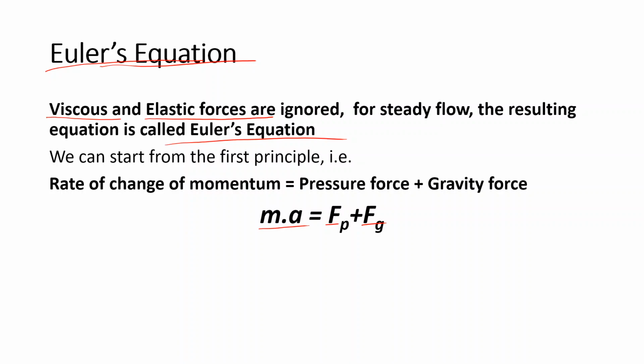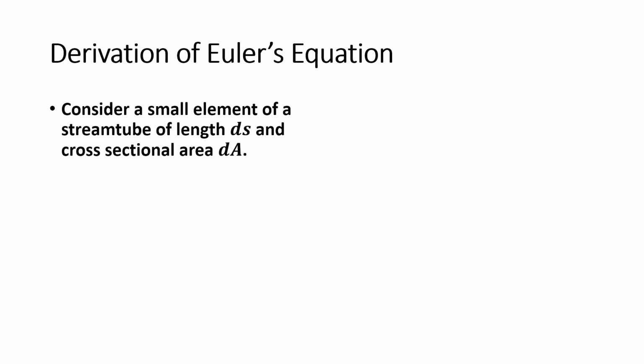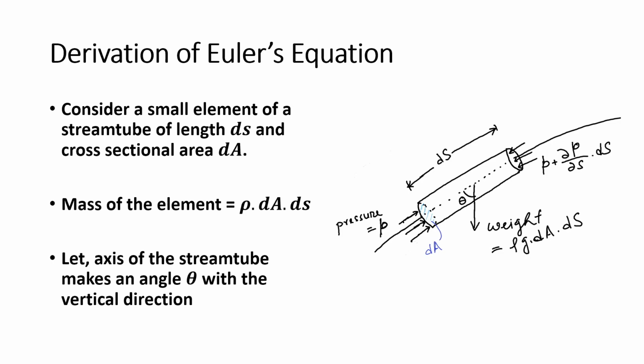Now let's discuss how we evaluate these forces and this rate of change of momentum. For that, we'll have to consider some very small element. So let us consider a small element of a stream tube having length ds and cross-sectional area dA. So it will be like this. This length is ds, and the cross-sectional area, this area and this area, is dA.